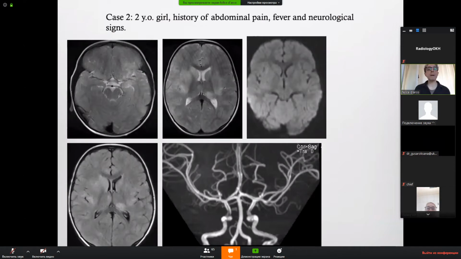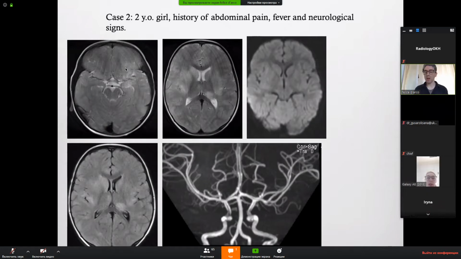Now, second case, history of abdominal pain, fever, and neurological signs. So again, the fever is a trigger for an infection. In this case, you see that there is gray matter distribution. Now, when you see these areas of abnormal signal in the gray matter, in a young child with a fever, you think of a viral infection.